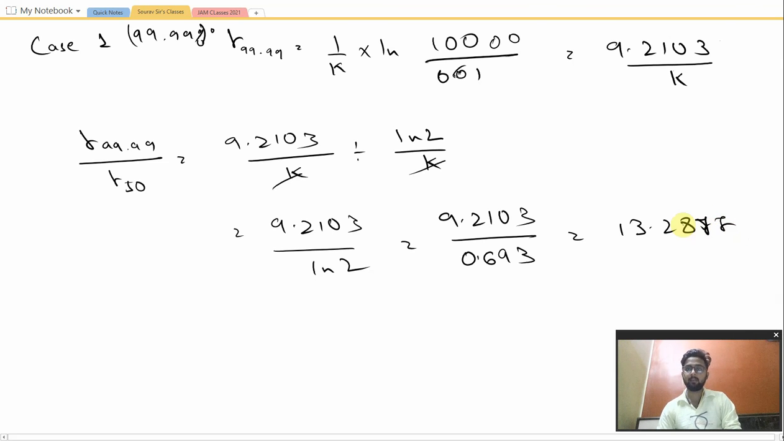So the question has asked that we have to show that for a first order reaction, the T for 99.99% completion is almost 10 times more than the 50% completion. So we can see that it is 13.2877 times more than the T50. So this was all about this question. If you do this question in the proper manner, you will be getting full marks for this question. Not even a single mark would be deducted for this.